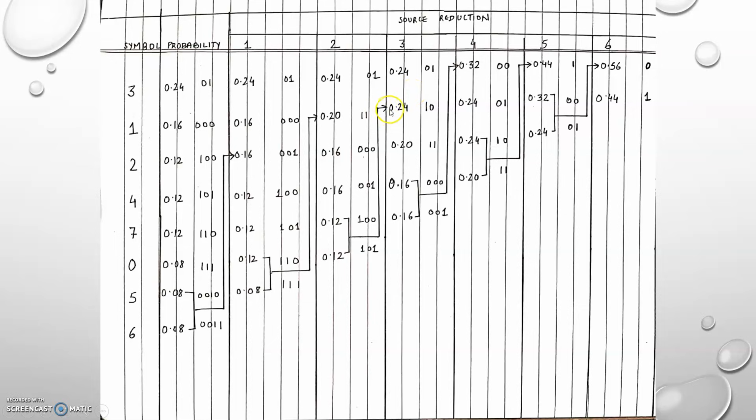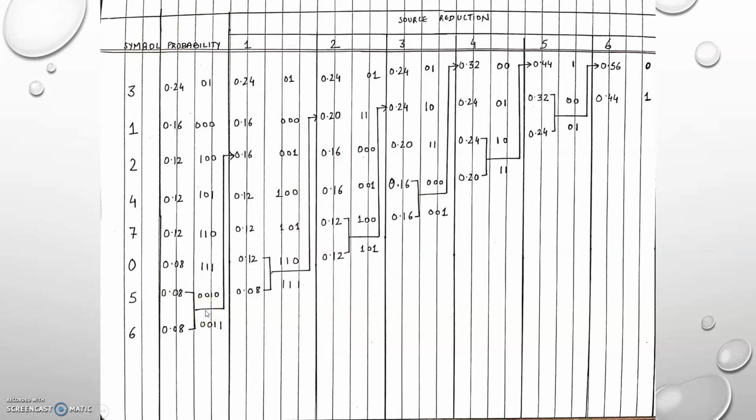Okay, now let's again backtrack and do the back assignment. So this is 1010. I appended 0 over here and 1 over here. Then later what we are supposed to do is write the codes. For 0.24, it's going to be 01, right? For 0.20, it's going to be 11. Then 0.16 is 000, 0.16 is 001, and that's how you can proceed backwards.